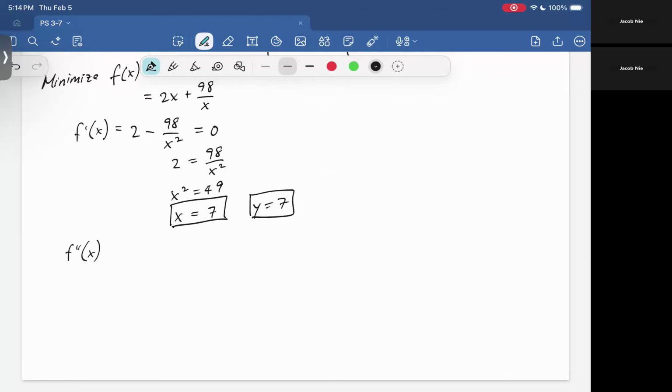We also need to do the second derivative test to check that this is a minimum. Second derivative is 196 over x cubed. I might have done that wrong in the lecture. Anyways, the second derivative is 196 over x cubed. And when we evaluate that at the critical point, that means the second derivative at x equals 7, 196 over 7 cubed, which is greater than 0. So that confirms that x equals 7 is a minimum.